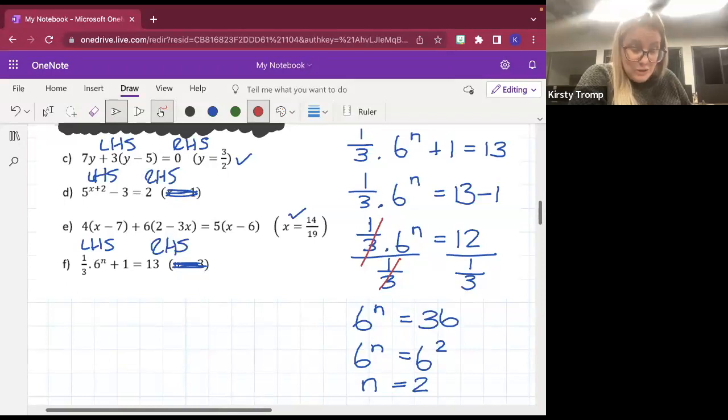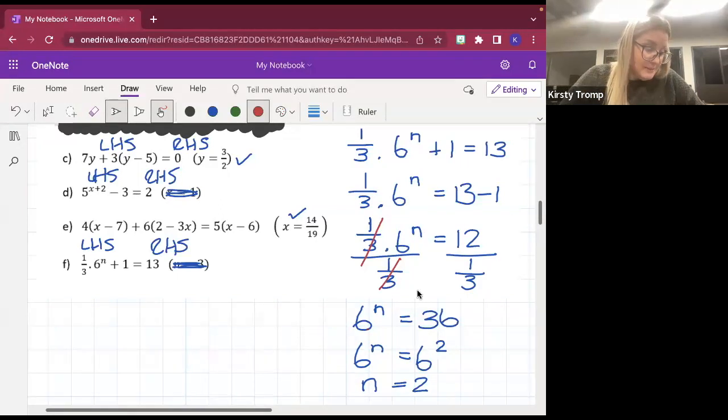What did I then do? I saw that I've got 6 to the n is equal to, and 36 is the same as 6 squared. So now I have 6 to the n equals 6 to the 2. So n is going to be equal to 2. I hope that you've got that one. Make sure you've screenshotted it. It's a really good one to have in your bank of questions so that you can practice it again and again and again.